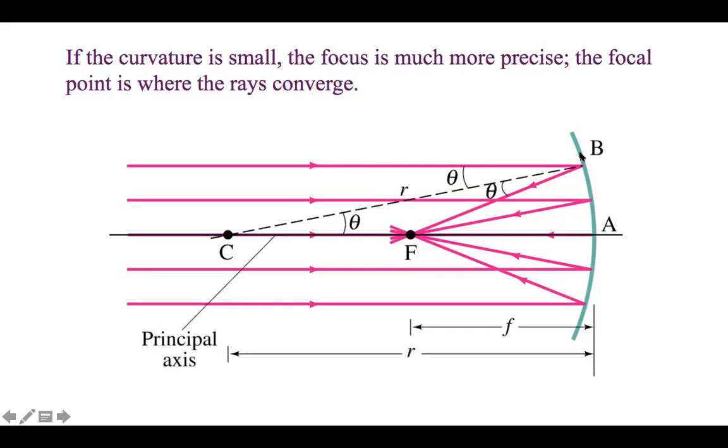What other things were on there? Oh, the principal axis is this one line that goes straight into the center of the curve of the mirror. Okay. All right. So let's do the image thing.